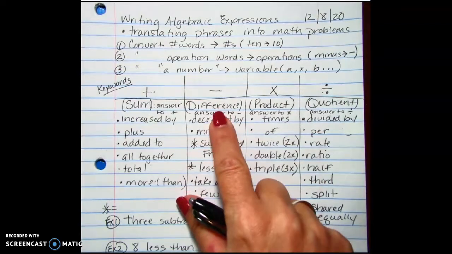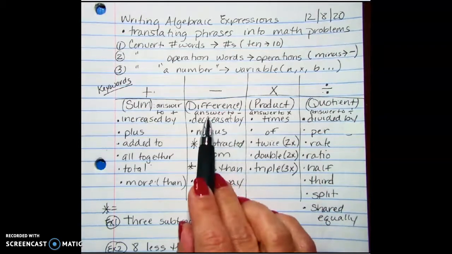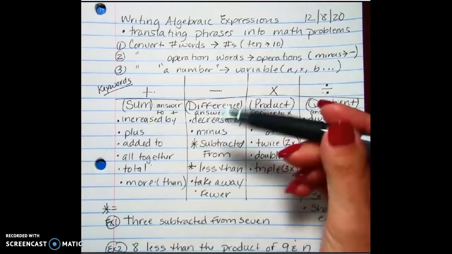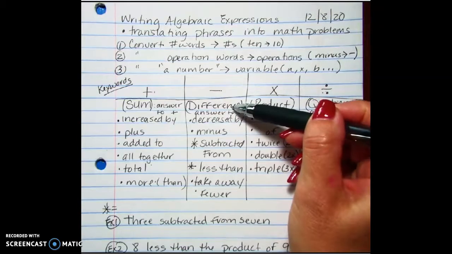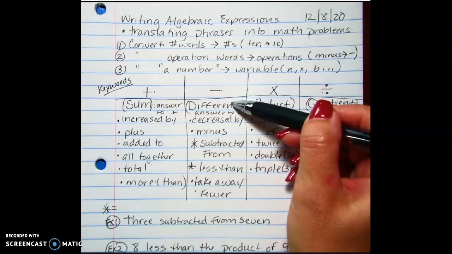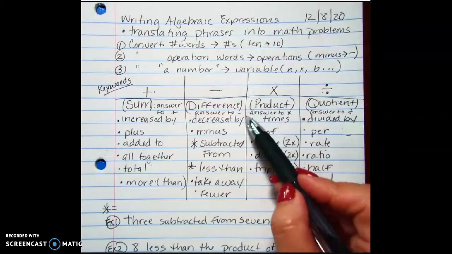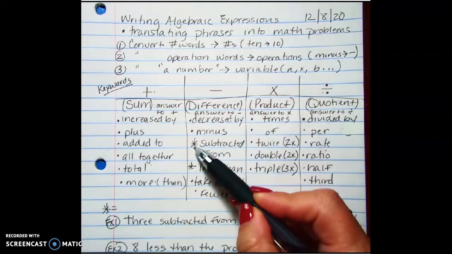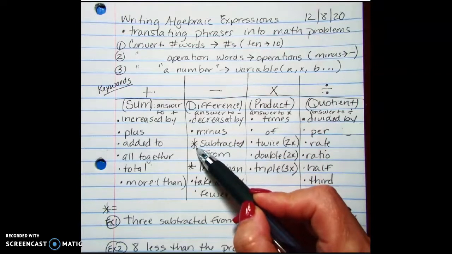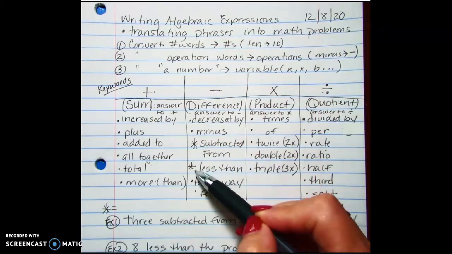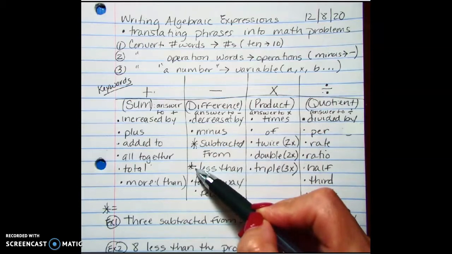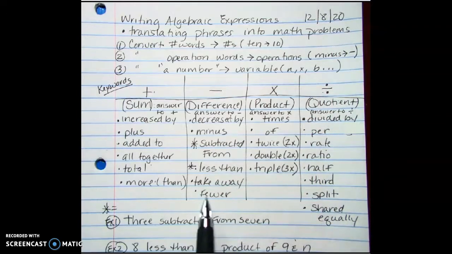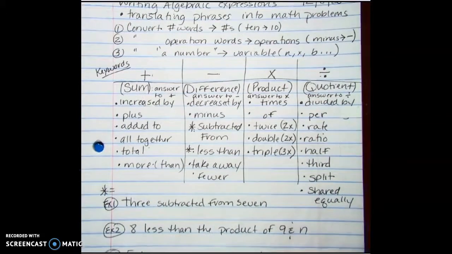Next, we come to difference. Difference, you should know by now, is the answer to subtraction. Other words that mean subtraction, and if you need to pause, please do so, but I am going to continue on. Decreased by, minus, subtracted from, asterisk there, please write that in. Less than, asterisk there. I'm going to explain that towards the end. Take away means to subtract, and sometimes you'll see fewer as well.